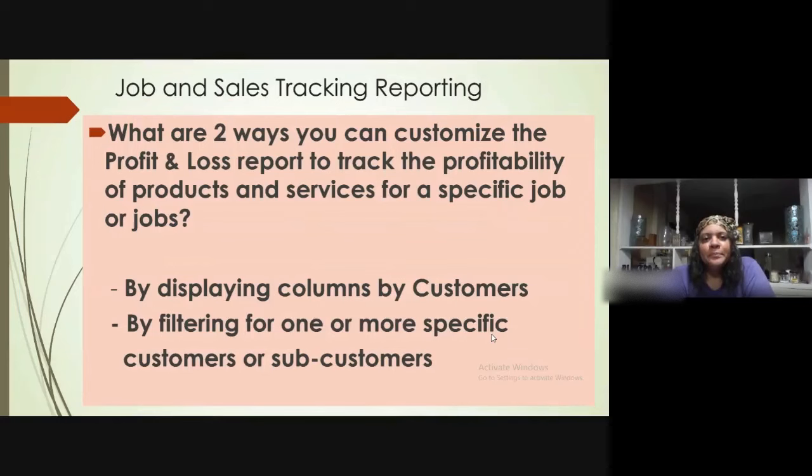So here's the question. What are 2 ways you can customize the profit and loss report to track the profitability of products and services for a specific job or jobs? The answers are by displaying columns by customers and by filtering for one or more specific customers or sub-customers.